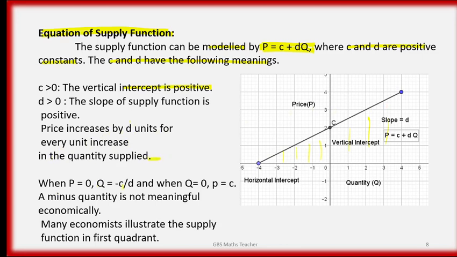When P equals 0, Q equals minus C by D. Price is 0, then Q will be minus C over D at this point. And when quantity is 0, P equals C at this point. A negative quantity is not meaningful economically. That's why many economists illustrate the supply function in the first quadrant only. So we have to consider this as the equation of the supply function.